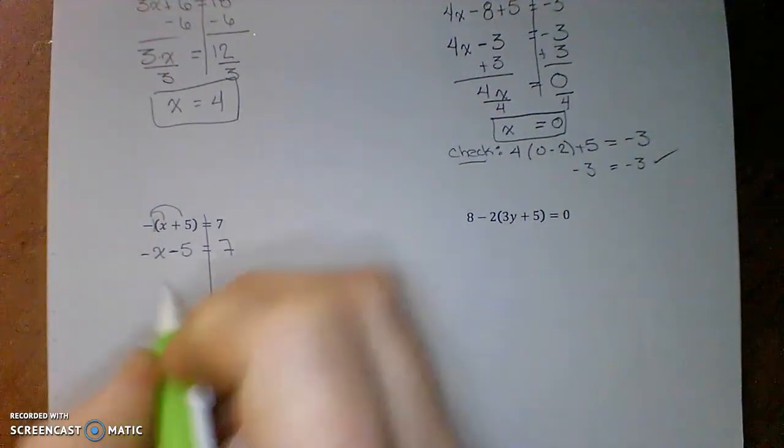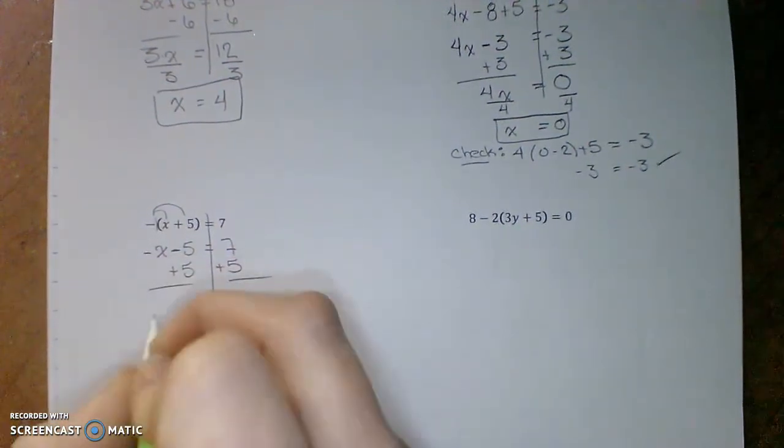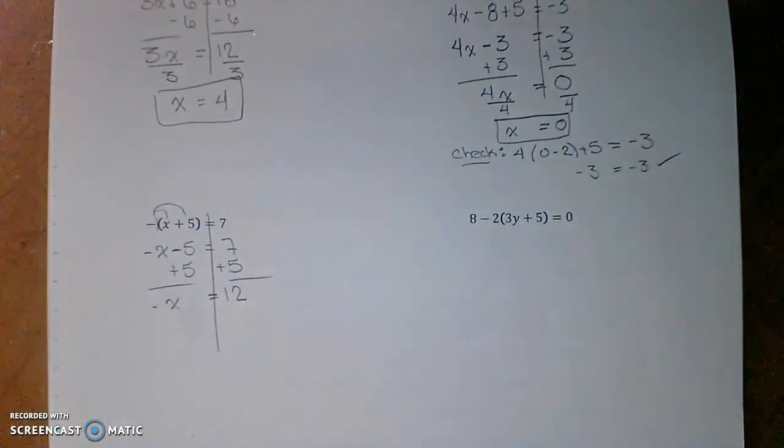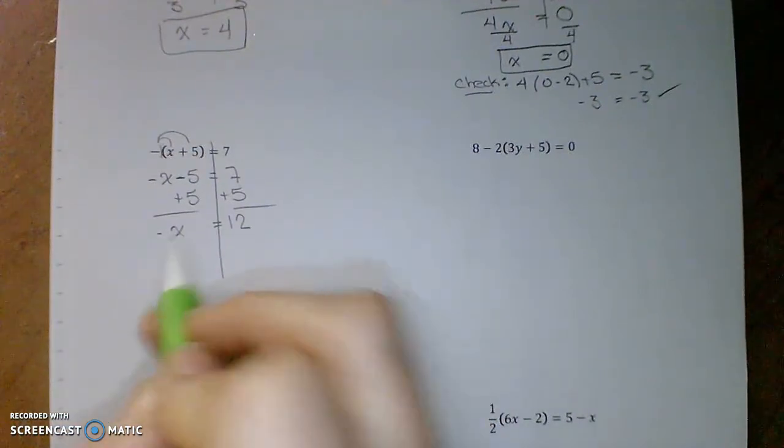Now I'll go ahead and solve for x by undoing the subtraction. So I'll add 5 to both sides. Get -x equals 7 plus 5 is 12. And now if you remember, I like to think of these as a negation.